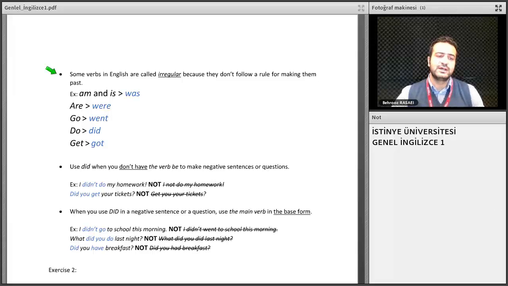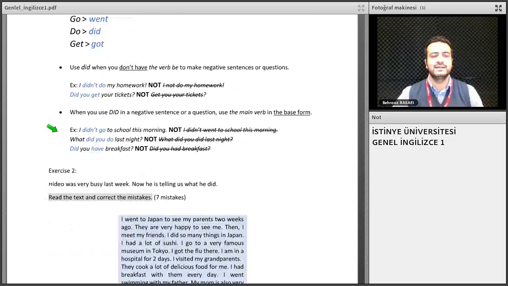But sometimes some verbs in English are called irregular verbs because they don't follow a rule for making them past. The form changes. For am and is, it is was. Are, were, go, went, do, did, get, got.